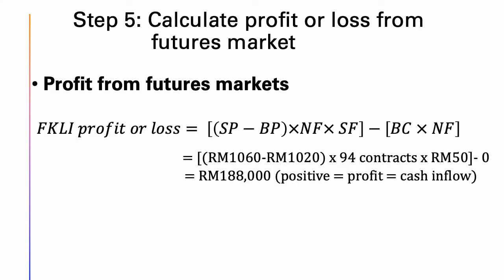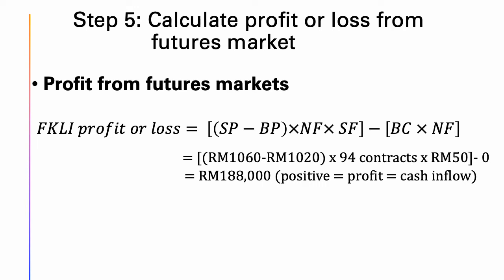Step number 5, you need to calculate profit or loss from futures market. So profit formula FKLI profit and loss is equal to SP, which is a selling price, minus BP, the buying price, times NF, number of futures contract, times SF, size of futures contract, minus broker's commission BC times NF number of futures contract. So there is no broker's commission given in the question. So the broker's commission is equal to zero.